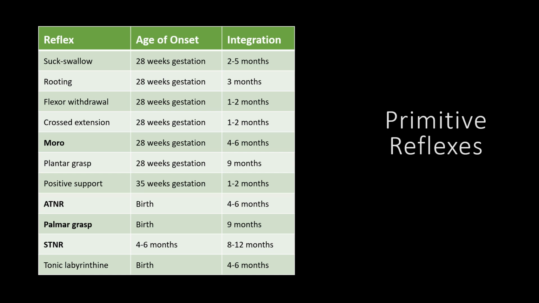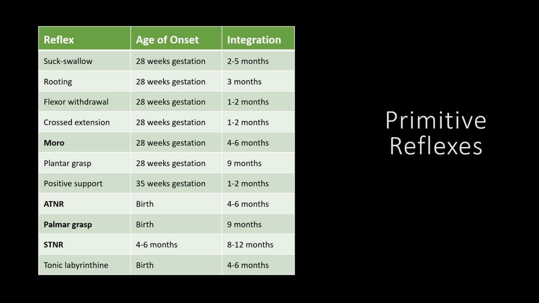The suck-swallow reflex is going to start at 28 weeks of gestation, so in the womb, and it should be integrated around 2 to 5 months. So that one should no longer be present after 2 to 5 months. The rooting reflex starts at 28 weeks of gestation, and around 3 months should be integrated, shouldn't be present anymore. The flexor withdrawal is, again, 28 weeks of gestation onset with 1 to 2 month integration. Crossed extension is 28 weeks gestation, 1 to 2 months for integration. The Moro response is 28 weeks gestation with a 4 to 6 month integration. The plantar grasp is 28 weeks gestation, 9 months integration.